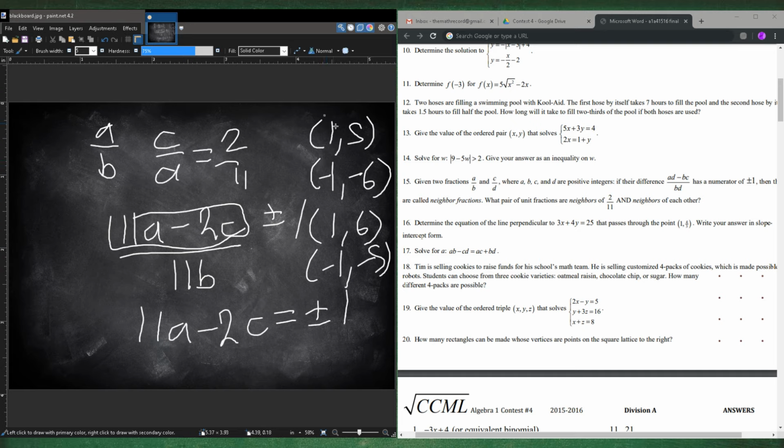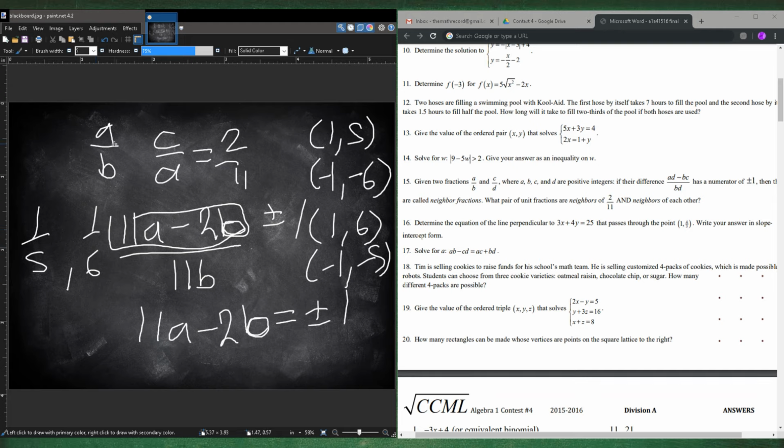So since they're positive, we have a and b. This is b, sorry about that. So the two numbers a divided by b is just 1 over 5, 1 over 6. This is also 1 over 6, and this is also 1 over 5. So these are the only two possibilities for a and b.